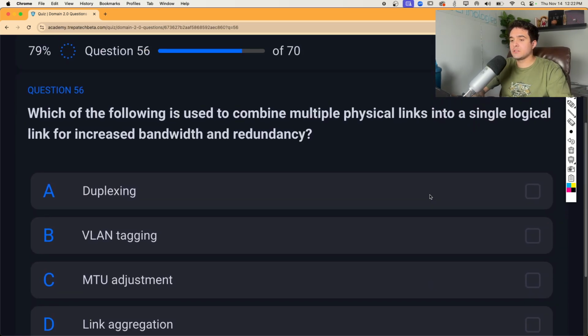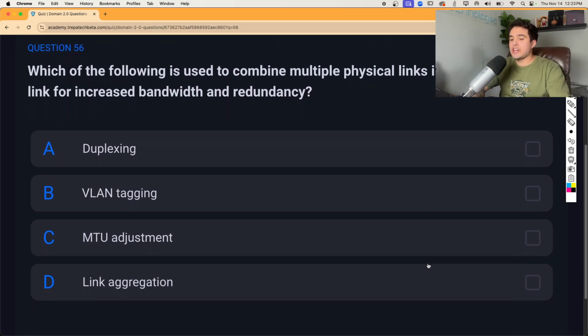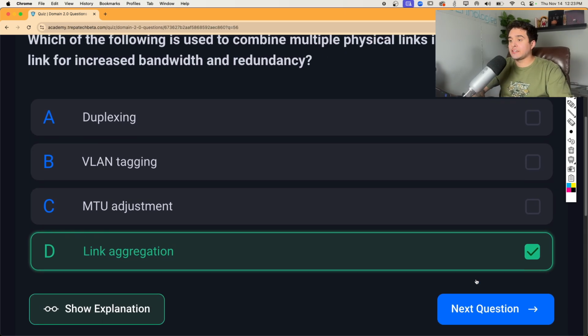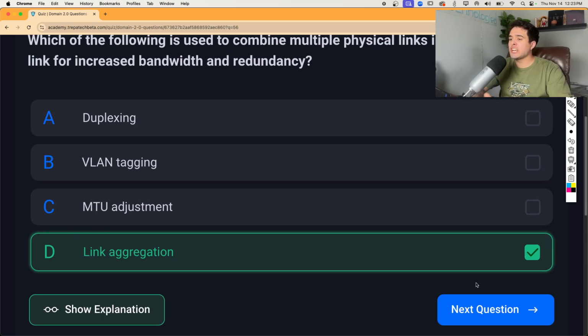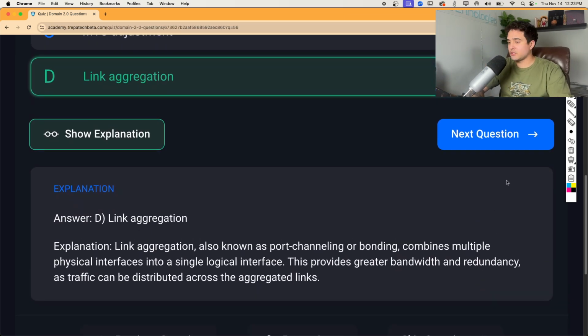Question 56. Which of the following is used to combine multiple physical links into a single logical link for increased bandwidth and redundancy? A lot of different names for this: port channeling, port bonding, EtherChannel. Here, we're calling it link aggregation, which takes physical member interfaces, like 2, 4, 8 physical interfaces, and logically bundles them into a logical single interface, increasing our bandwidth. Go ahead and pause the video if you'd like to read the explanation.